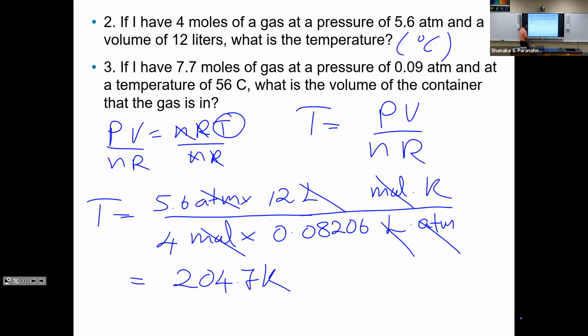Kelvin. Okay. Convert Kelvin into Celsius. The Celsius is equal to T Kelvin minus 273. Subtract 273. Negative 69. Yeah.